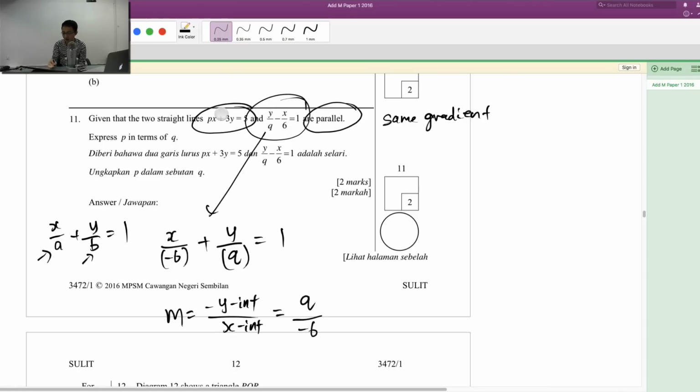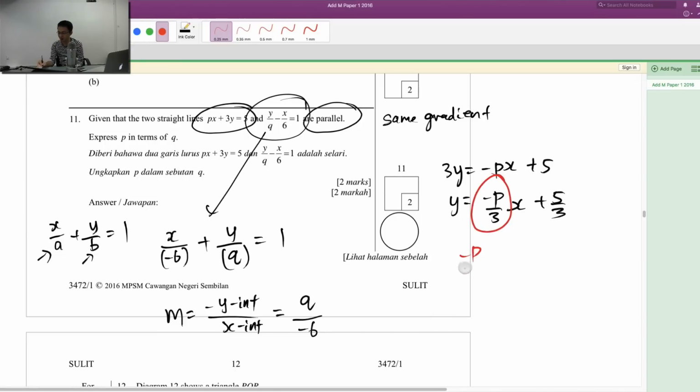And then for this one, I want to get my gradient. I will rearrange it into y equals mx plus c. So I will have 3y equals negative px plus 5. So y equals negative p over 3 x plus 5 over 3. And then we know our gradient is this one. So I will say negative p over 3 equals negative q over 6.